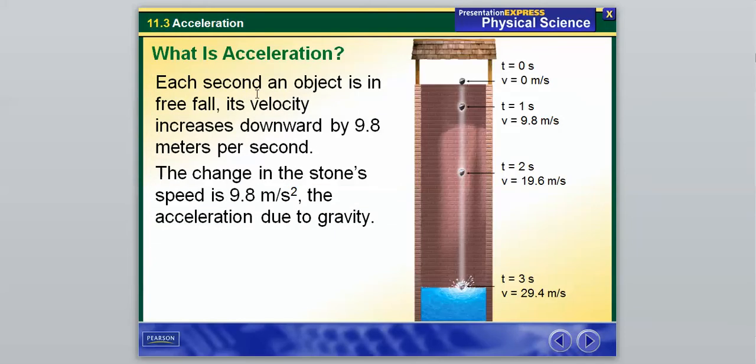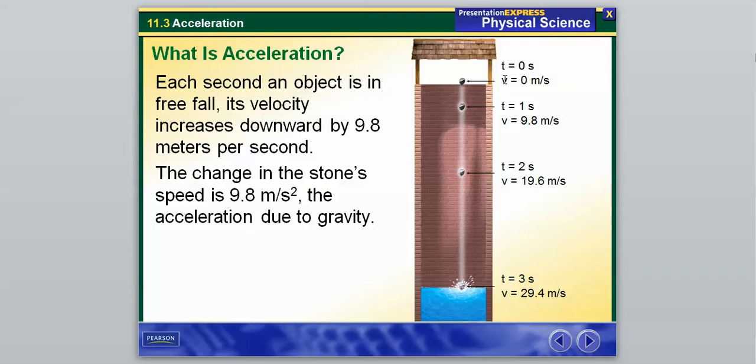And then just to put that into a little example here, each second an object is in free fall, its velocity increases downward by 9.8 meters per second. So you can see the change in the stone's speed is 9.8 meters per second, the acceleration due to gravity.